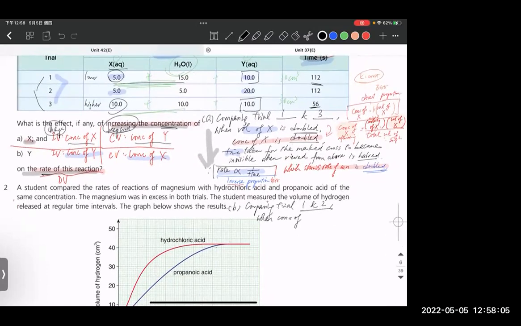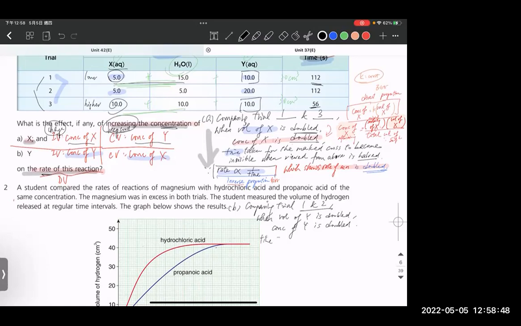Yes, it is double. Is it double? 10 to 20. The volume of Y is double. What's the change in concentration of Y? It's also double, because the base is 30 cm cube of solution. 10 over 30, you change to 20 over 30, it's still double. Okay, and then how about the time taken?